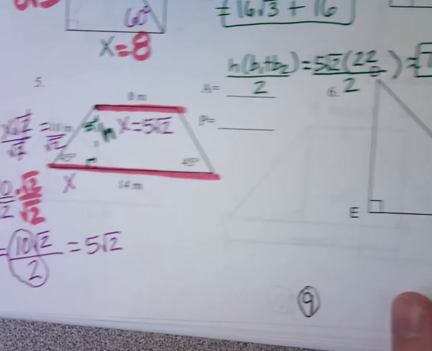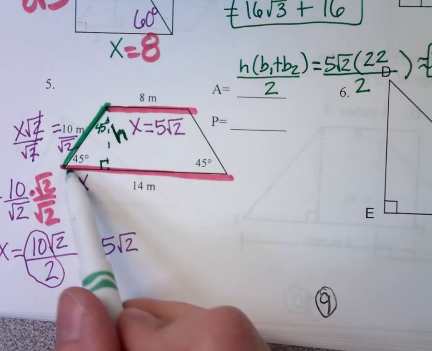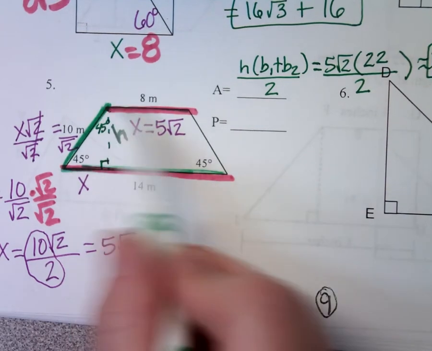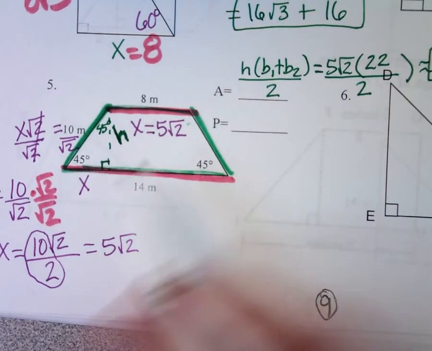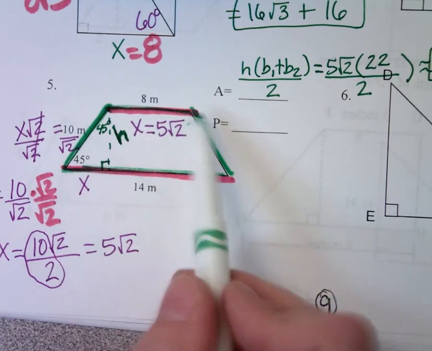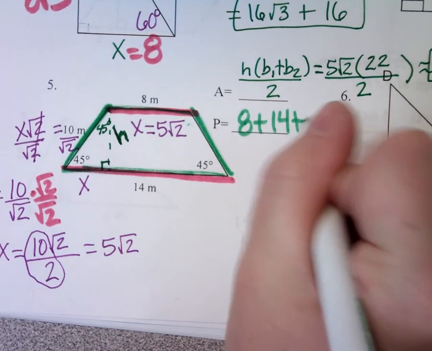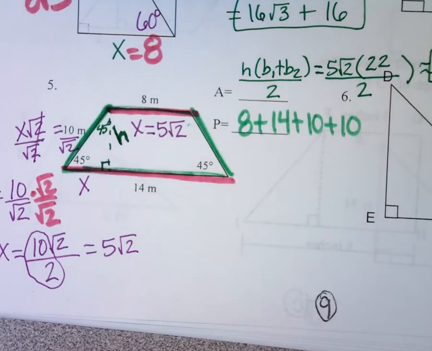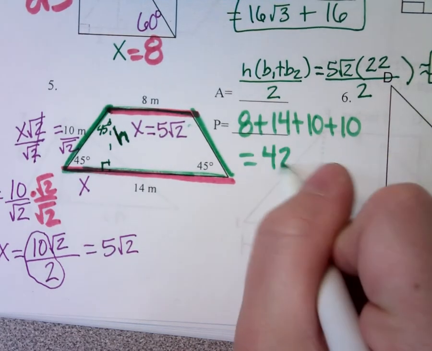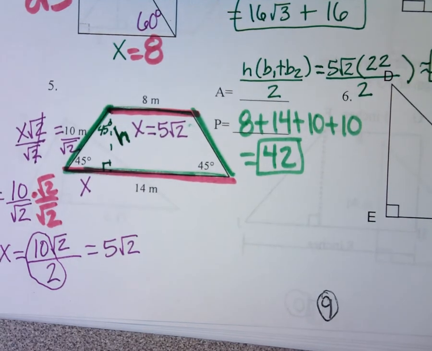Adam, back to you. How do I find perimeter? I add all 4 sides. Do you know what my 4 sides are? They'd be 8, 14, 10, and 10. Okay, somebody tell me what that is. 42. Okay, let's flip the page.